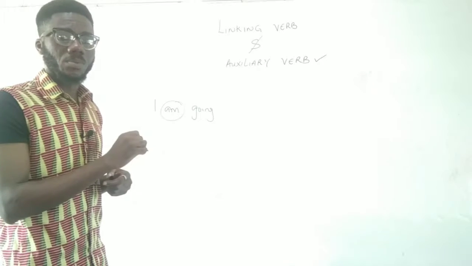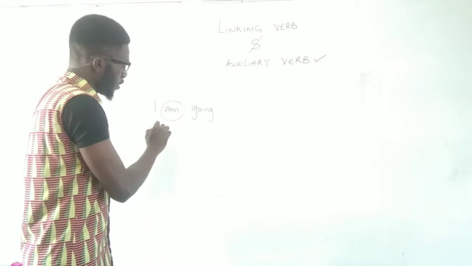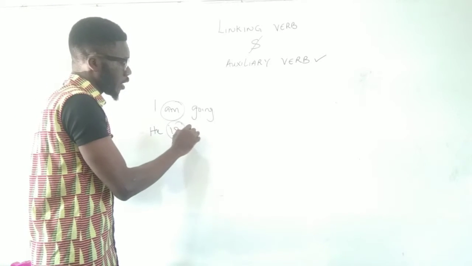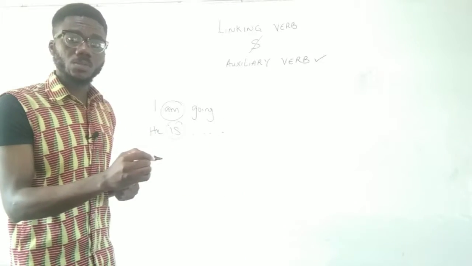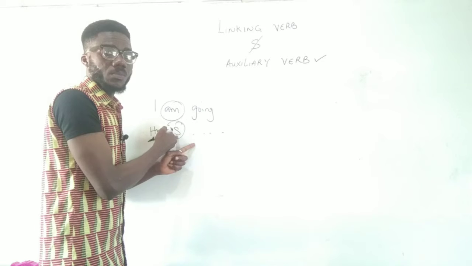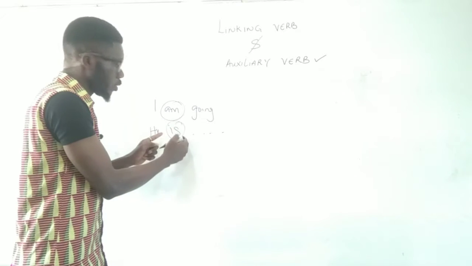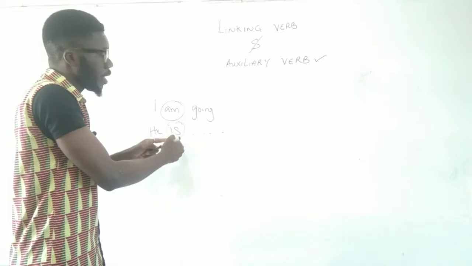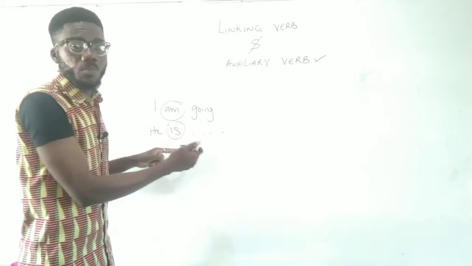Am is an auxiliary verb. He is, is an auxiliary verb, coming to our house. Now, those verb forms that cannot stand alone without being helped, this is what we refer to as the auxiliary verb, helping them. It is a helping verb.